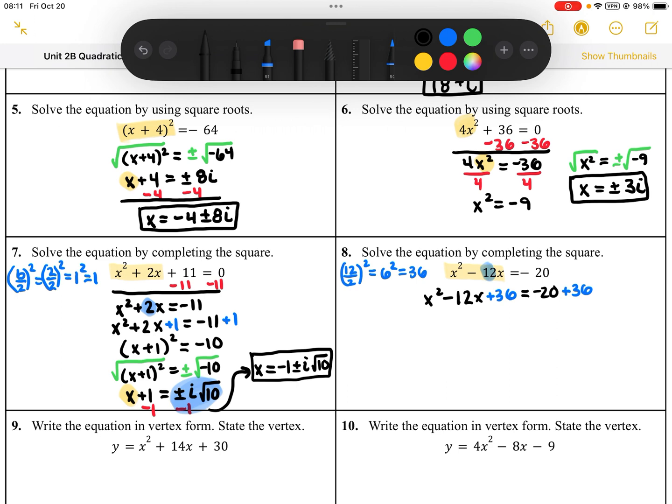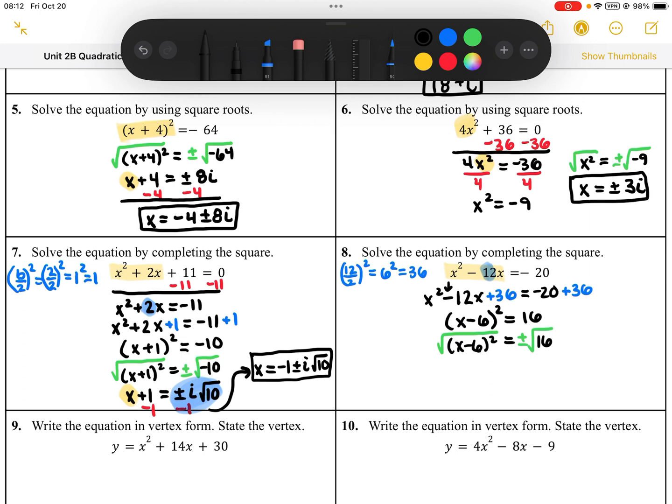Left-hand side is a perfect square trinomial. My b is negative, so that means my factors are going to be negative. When I factor this, factors of 36 that add up to 12 are 6 and 6. So I'm going to have x minus 6 quantity squared equals negative 20 plus 36 gives me 16. Now I'm going to go take the square root of both sides. So square root of x minus 6 squared equals plus or minus the square root of 16.